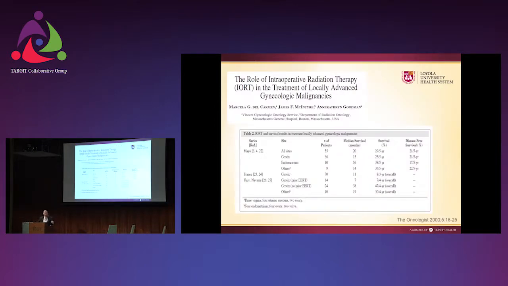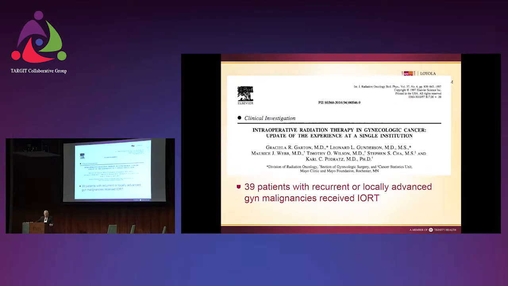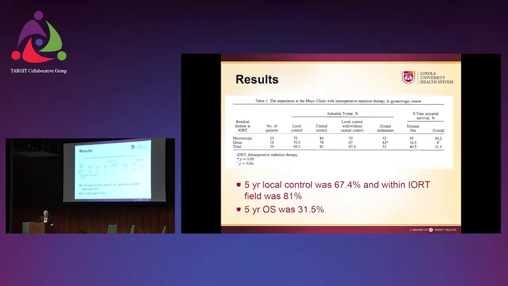And this is just, again, some of the data that shows that people have used IORT for locally advanced gynecological malignancies at different institutions. Again, these are hodgepodges of data. 5-year local control in this series was 67%, and with the IORT was 81% with very advanced disease. 5-year overall survival was 30%. Reasonable to us, again, a hodgepodge of patients. But again, first principle of oncology: if you don't control the disease, they're not going to do very well.